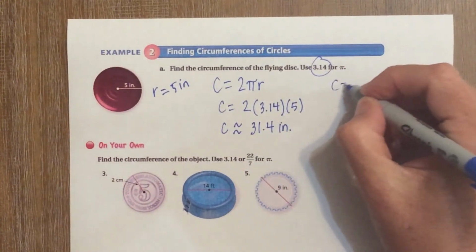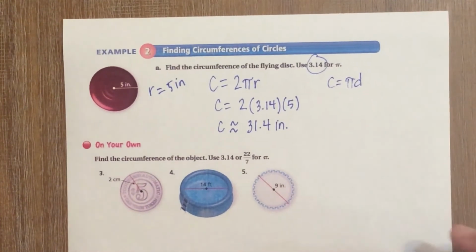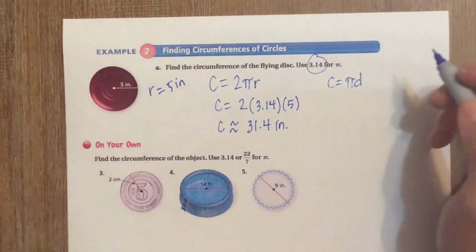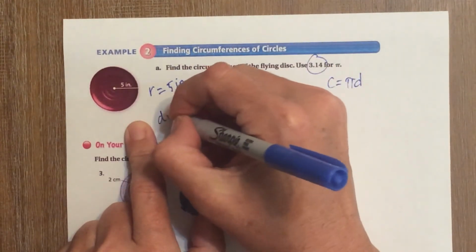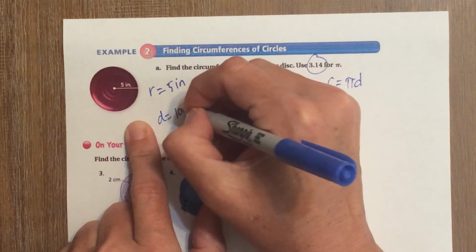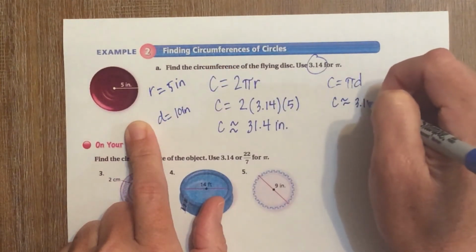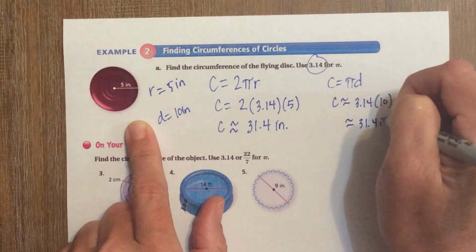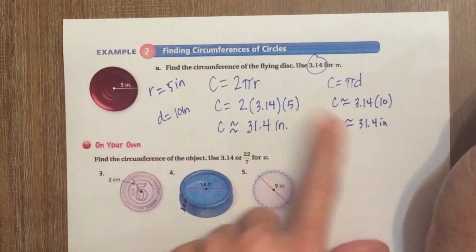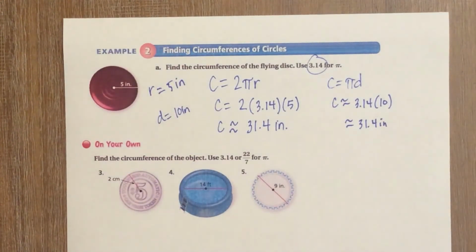You could use C equals pi times d if you want to just use that formula all the time, except because you're given the radius is 5 inches, what's the diameter? Okay, the diameter would be 10 inches, so you would just have to use 3.14 times 10, which would give you the exact same answer. So the formulas work the same, you just have to adjust your radius or diameter, okay?